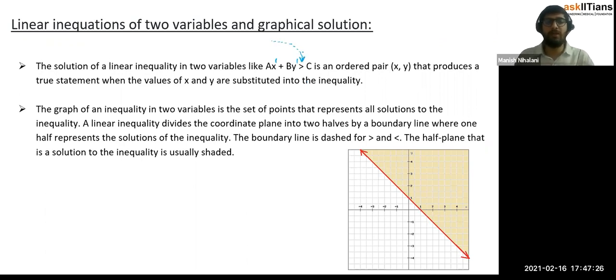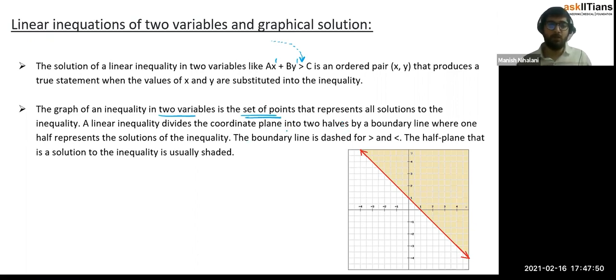So the solution of a linear inequality in two variables, like ax plus by greater than c, is an ordered pair (x, y) that produces a true statement when you substitute x, y. The graph of the linear inequality in two variables is a set of points that represents all solutions to the inequality, right?